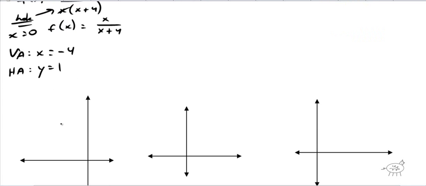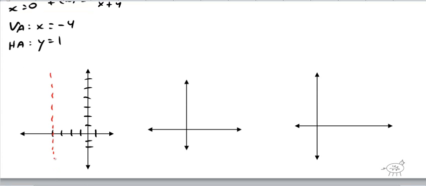Let's go ahead and sketch my asymptotes here. So negative 1, 2, 3, 4. And let's actually do a couple more tick marks here. And we can do a couple that way. Okay, good. So let's go ahead and sketch that. X equals negative 4 is this right here. And y equals 1 is here.